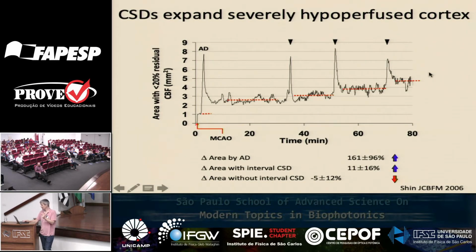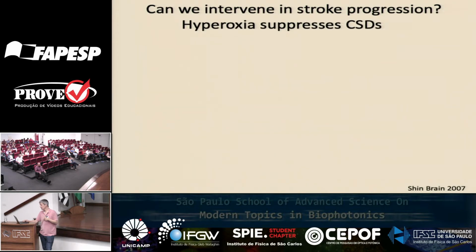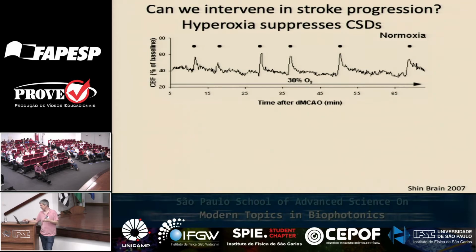So it gave my colleagues the idea, if we could reduce the number of spreading depressions, we could reduce the growth of the stroke. And so their idea was, let's give more oxygen to the animal. If they have more oxygen, their tissue oxygenation will be higher, the pumps will be able to run better and maintain that ionic balance, and it will reduce the occurrence of spreading depression waves. Okay? And so that was their idea.